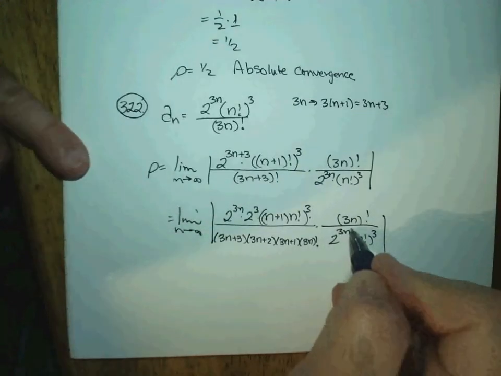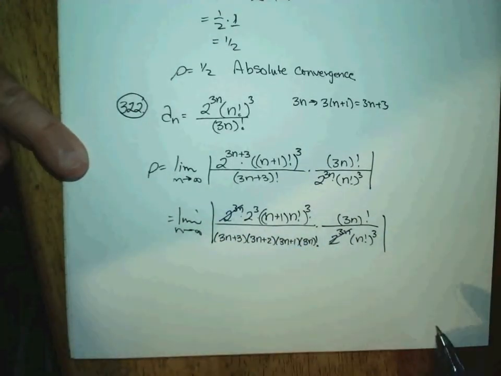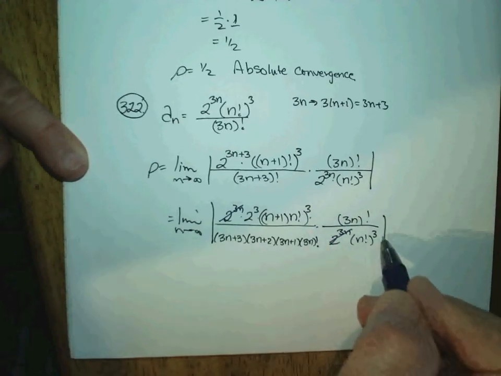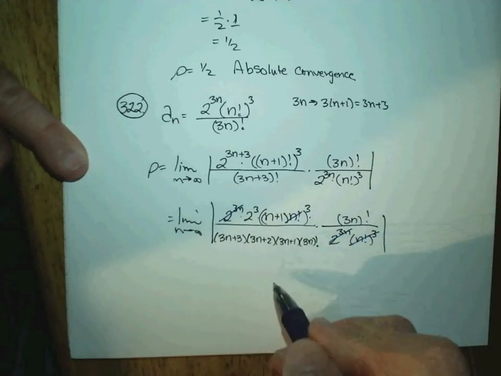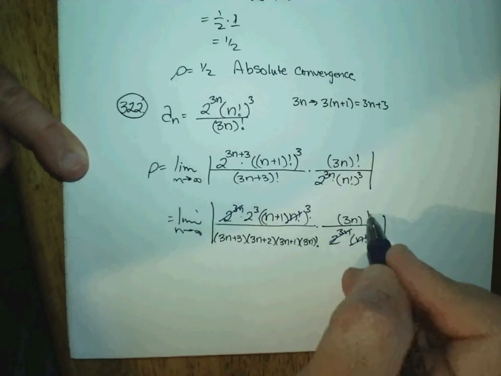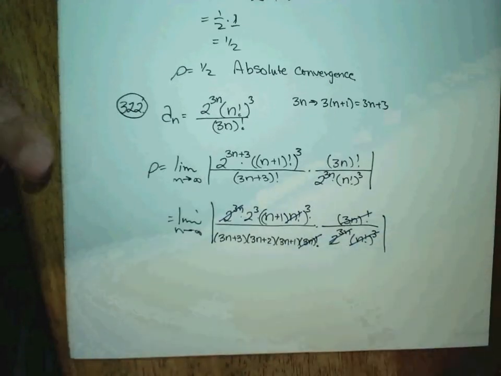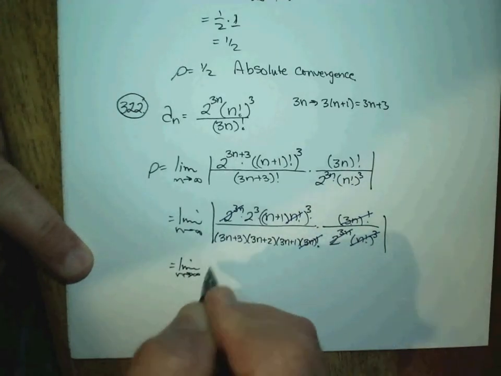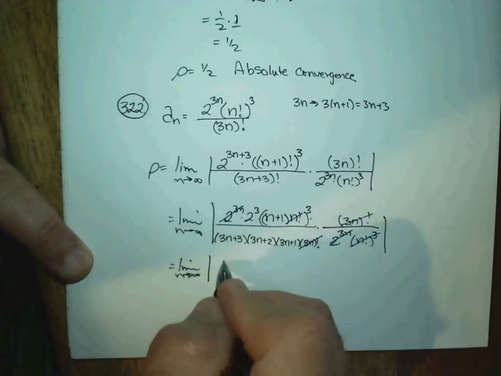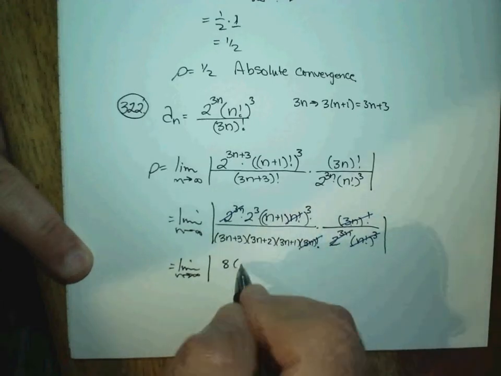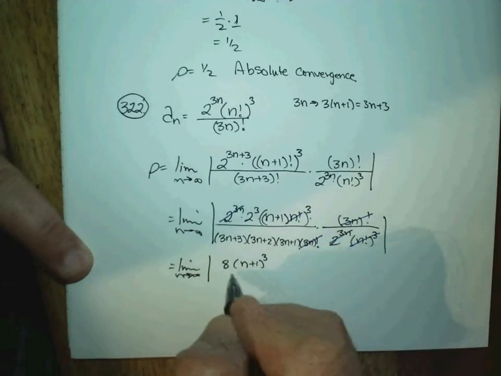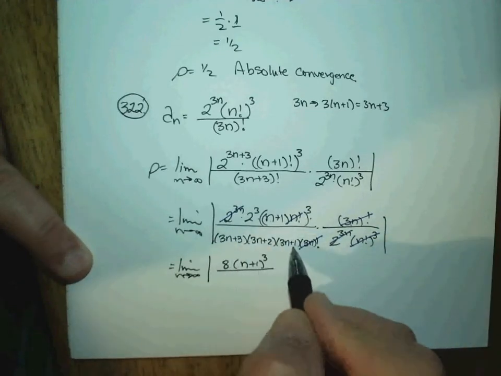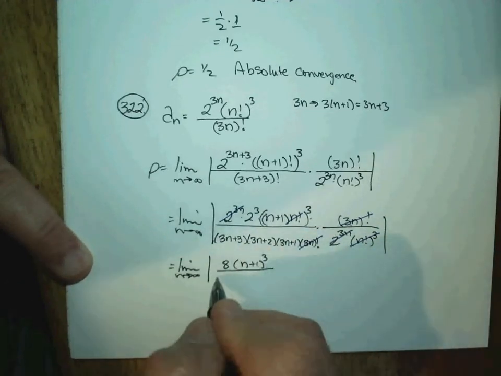And now let's do our cancellations. 2 to the 3n cancels with 2 to the 3n. This n factorial is being cubed. Here's an n factorial being cubed in the denominator. They cancel. 3n factorial cancels. So what I'm left with after those nice cancellations is 2 cubed, which is 8, times n plus 1 being cubed, and in the bottom, 3n plus 3 times 3n plus 2 times 3n plus 1.